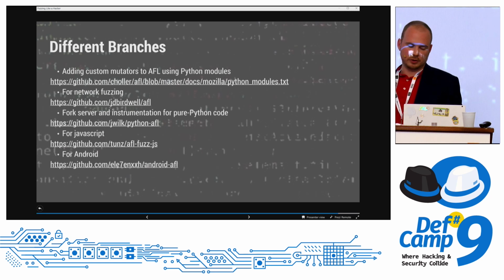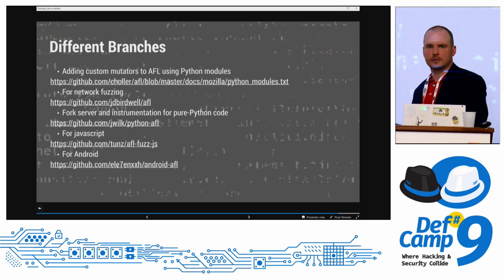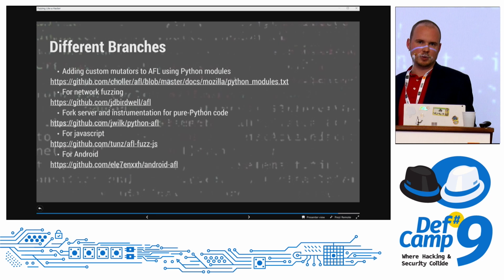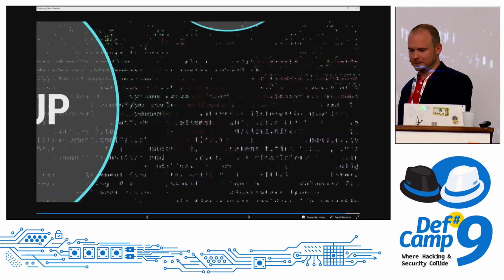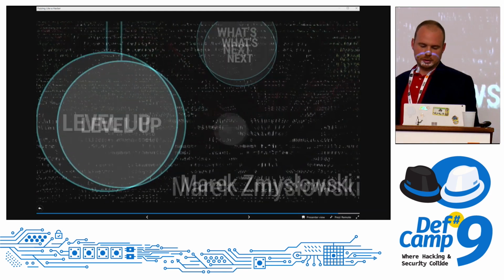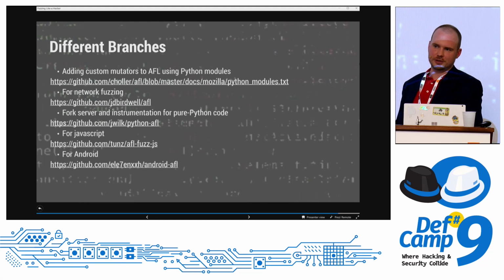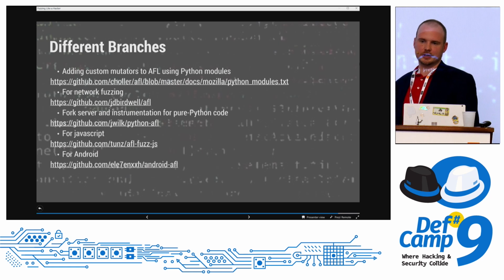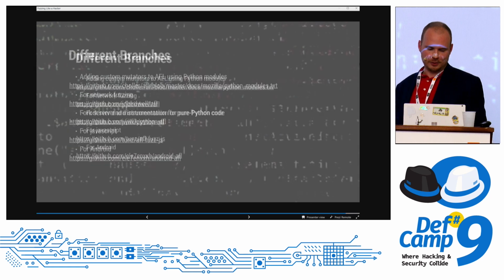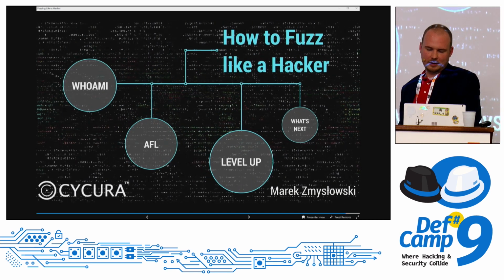I just mentioned a few. There is one for Android. There is one for JavaScript. There is one for network fuzzing. There is one even for Python modules. So there are many different branches. I didn't mention all of them because there is no space here. The trick is that before you start fuzzing and using AFL and try to change it, just Google. Maybe someone already wrote an AFL for that.